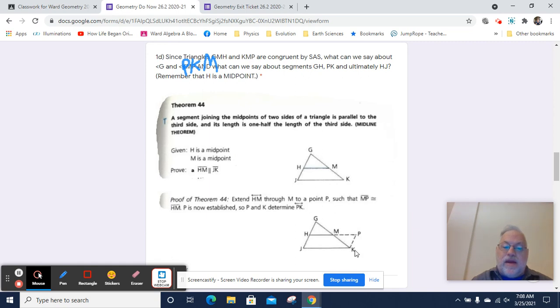They are congruent by CPCTC. And we can also say that GH and PK are congruent by CPCTC too. But we also know that H is a midpoint. Since H is a midpoint, GH and HJ are congruent. And if these two are congruent, then this one is congruent to this. HJ has to be congruent to PK by transitive.